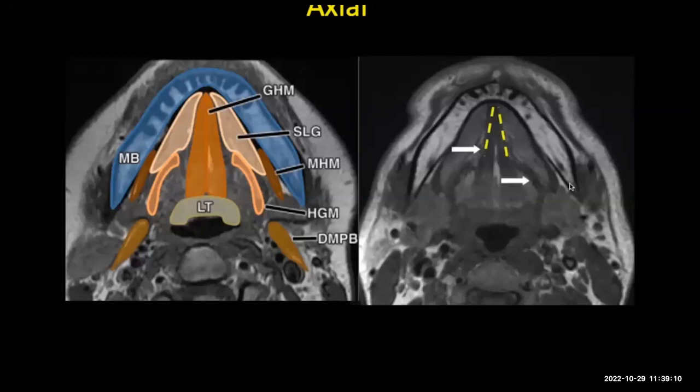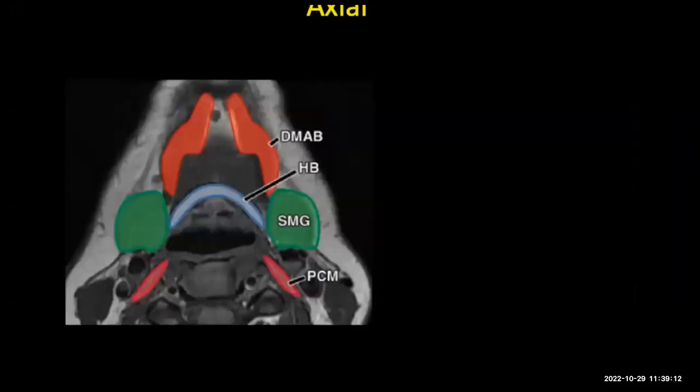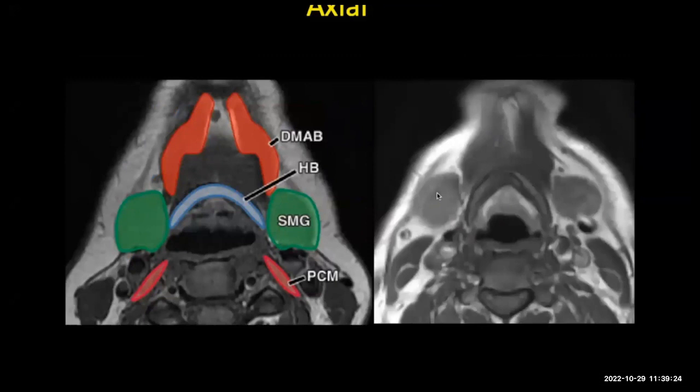If you go further down, you start getting the structure, that is the floor of the mouth. The floor of the mouth has two compartments, the anterior compartment, which is the submental compartment, and the posterior, that is the submandibular compartment. The submandibular compartment will host the lymph nodes, that are the 1B lymph nodes, and the submental compartment will host the 1A lymph nodes.